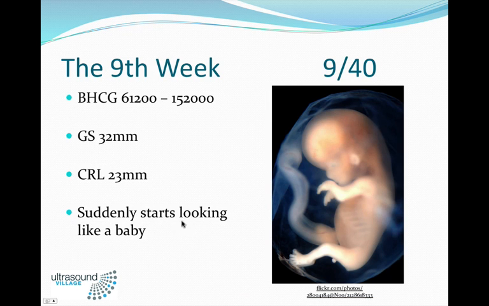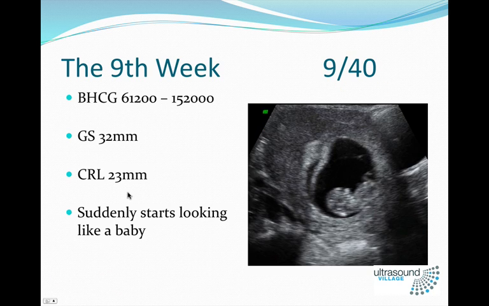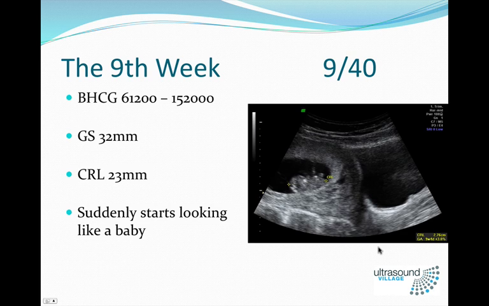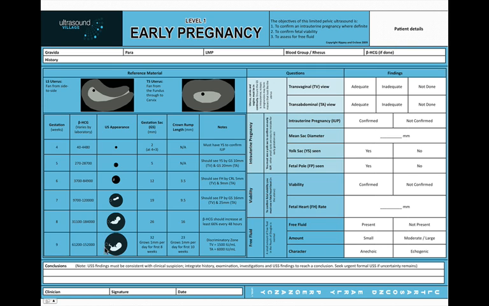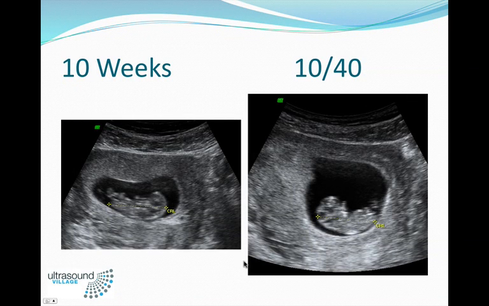Now, this is where it suddenly starts looking really like a baby, 9 weeks, okay? Starting to get a lot bigger, 23 millimeters long. Here it is, head, body, little legs, a 9-week pregnancy. Another one. 9 weeks, starts looking like a baby, 23 millimeters long. Okay. From then on, it just gets bigger, looks more and more like a baby.